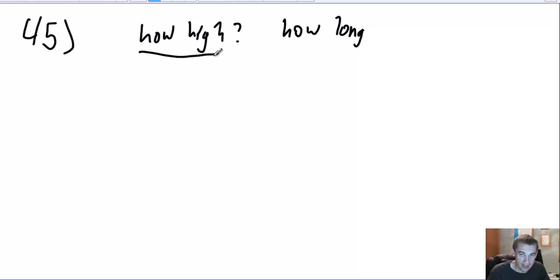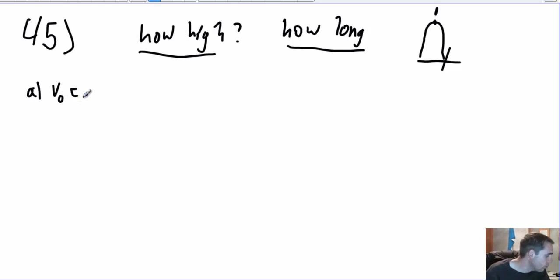But these are two different questions because remember, the motion of the ball, it goes up, comes back down. Okay, this is how high, and that's only half the interval. This is how long, and that's the whole interval. Okay, so let's start with part A. How high does it go? I know my initial velocity is up, and it's 22.5. And since up is generally chosen to be positive, I'm going to leave this as positive. Acceleration, it is gravity, so negative 9.8 meters per second squared.